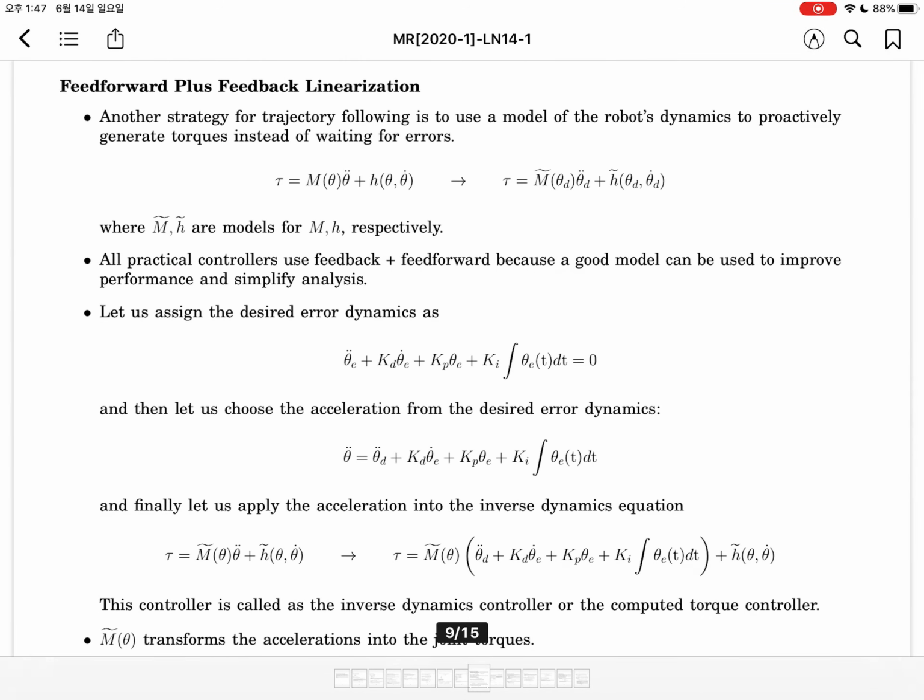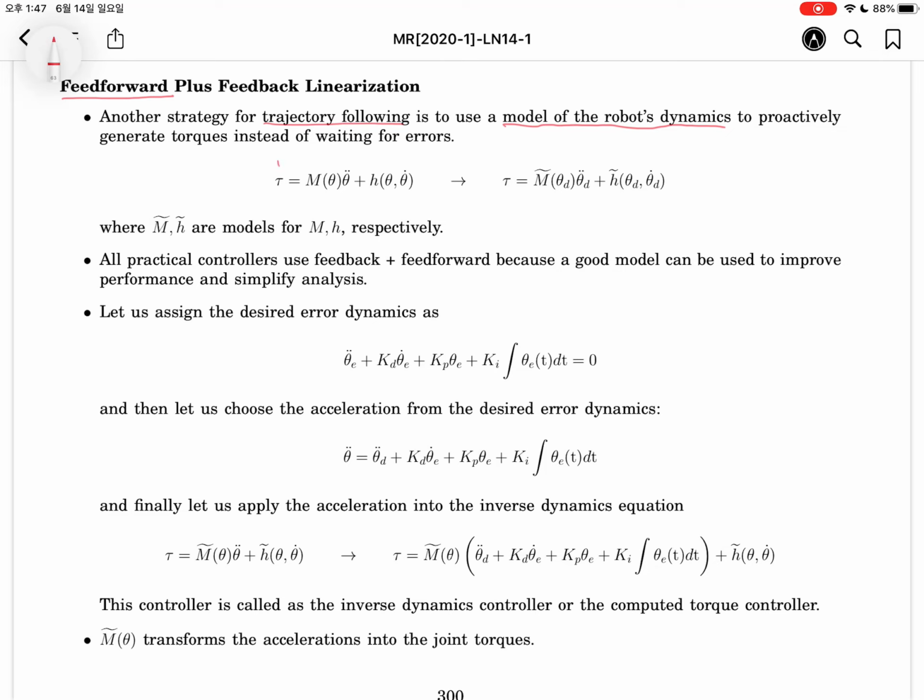Okay, now we will extend the simple PID control, or independent PID control, or decentralized PID control, to the dynamic control method. So to begin with, we will start with feed-forward torque first. Okay, another strategy for trajectory following is to use a model of robot dynamics.